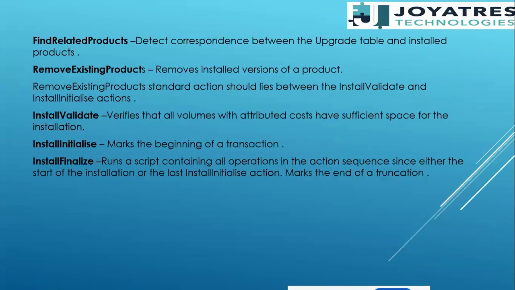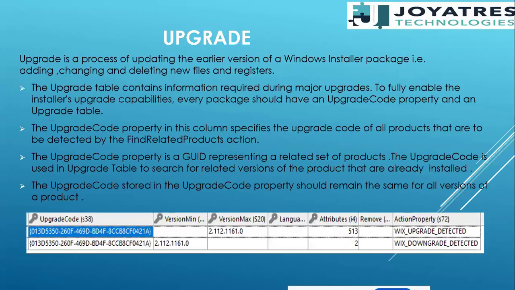So this is FindRelatedProducts. It detects correspondence between the upgrade table and the installed products. So this action only helps you to find the version which is installed on the user's machine. The upgrade code property is a GUID representing a related set of products. The upgrade code is used in the upgrade table to search for related versions of the product that are already installed. It will be in the same format as a product code. Same format, the upgrade code is also in the GUID format, which is a globally unique identifier.